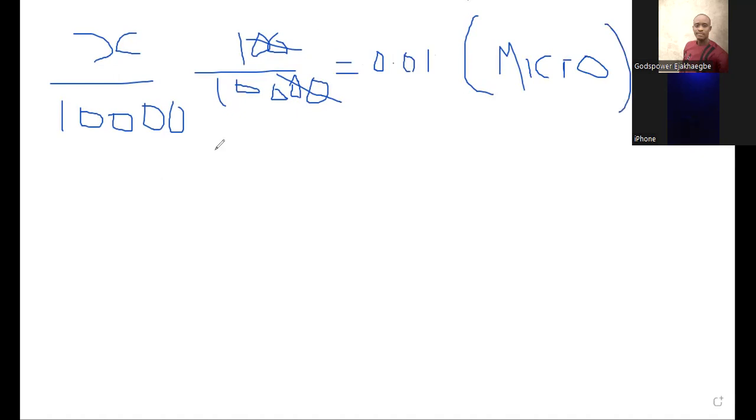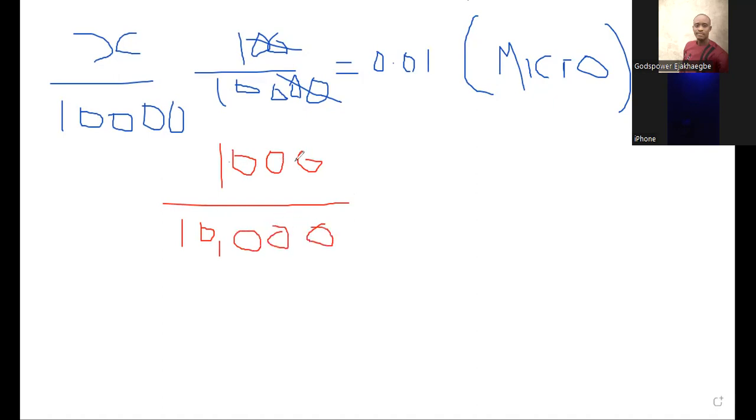Now, what if somebody has $1,000? 1,000 divided by 10,000. Zeros cancel zeros. 1 divided by 10 is what? 0.1. So this kind of lot is called what? A mini lot size. Now let's say another person comes with $10,000.